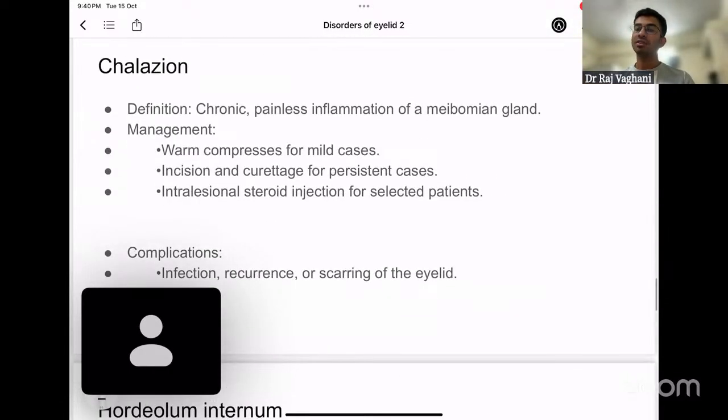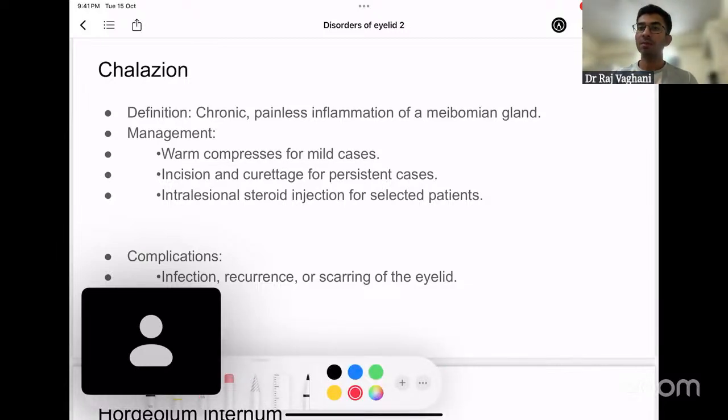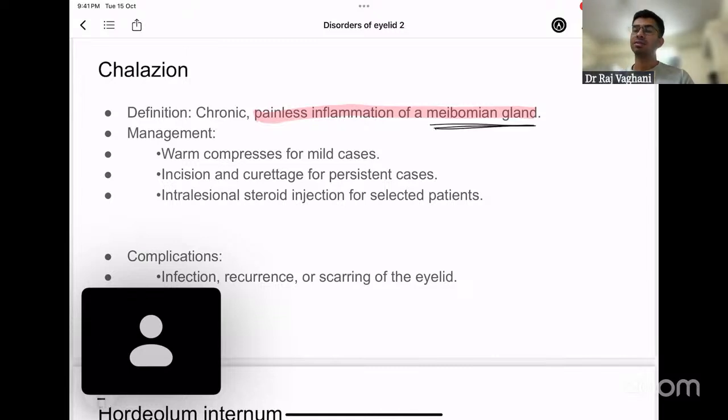Now, chalazion. Chalazion is another kind of disorder, more or less similar to the hordeolum externum. What is the difference? There it was painful inflammation of the Zeiss and Moll gland, but here it is painless inflammation of the meibomian gland. Which gland? Meibomian gland. There it was Zeiss and Moll gland, and here it is meibomian glands. You have to remember this difference, right? So it is a chronic painless inflammation of a meibomian gland.